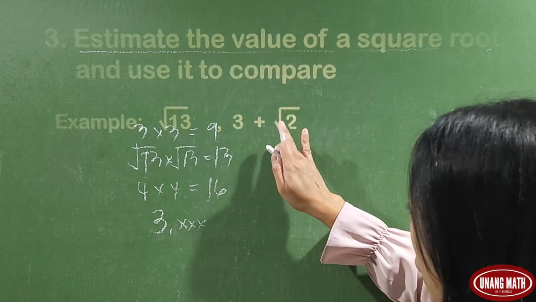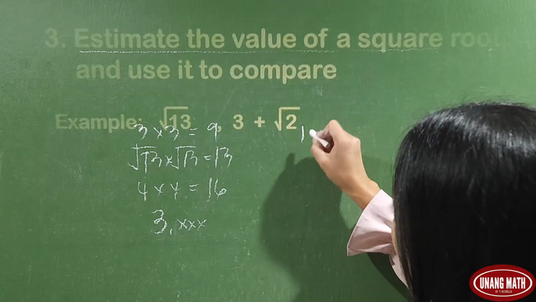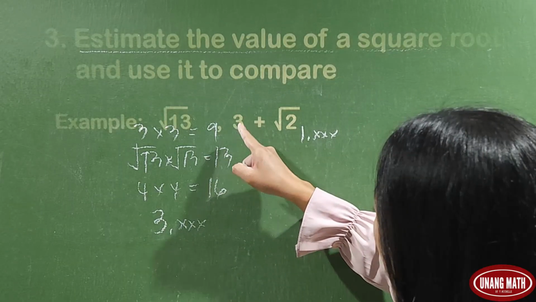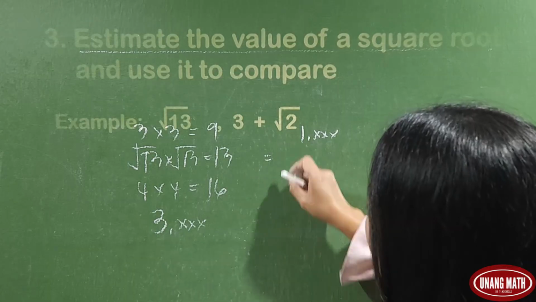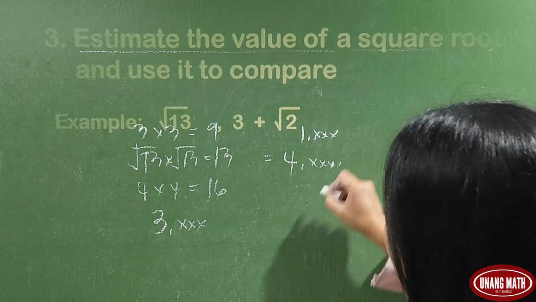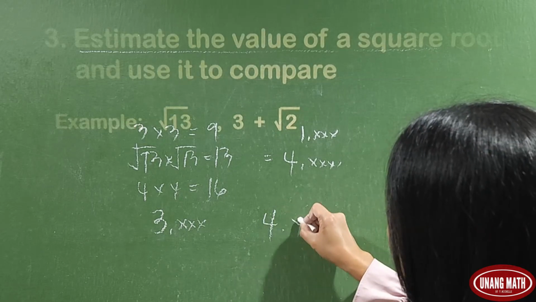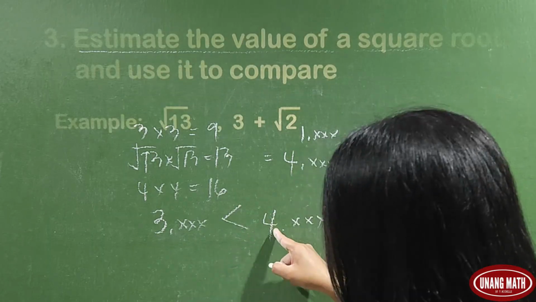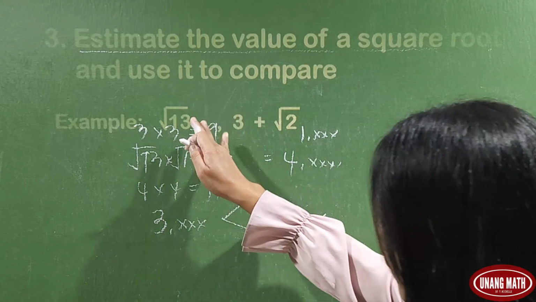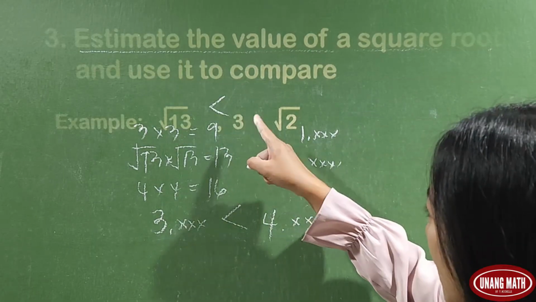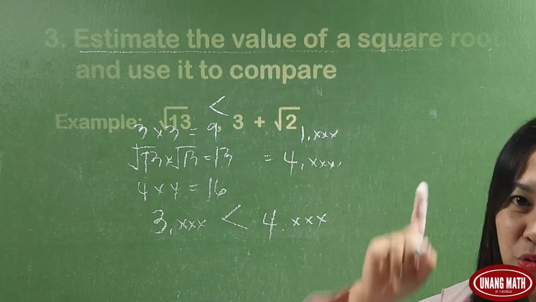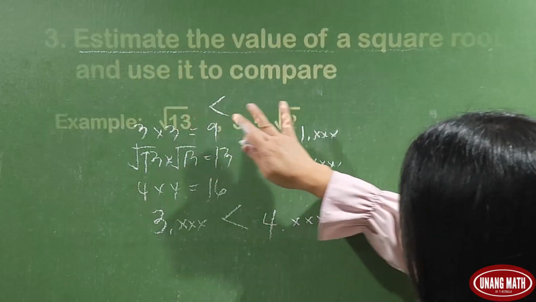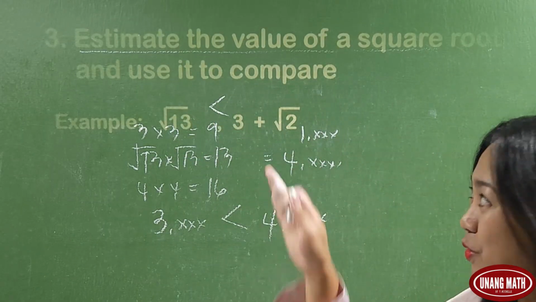Okay, what about square root of 2? If it's square root of 2, we know that this is 1 point something. So, we have here 3 plus 1 point something. Then it means this is 4 point something. So, 3 point something, 4 point something, then it means 3 point something is less than 4 point something. So square root of 13 is less than 3 plus square root of 2. So we estimated the value of these square roots, and we use it to compare the two numbers.